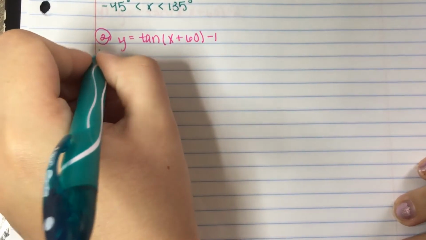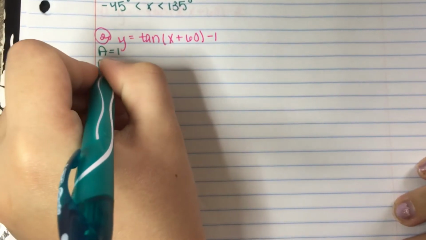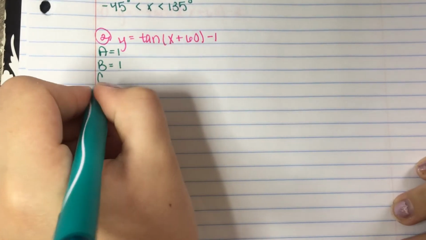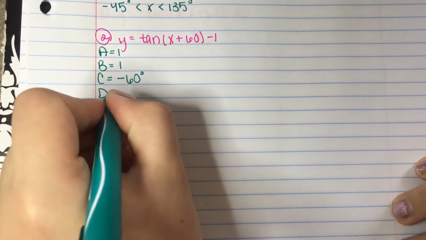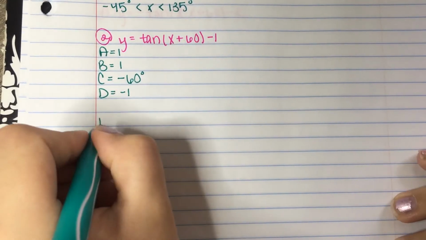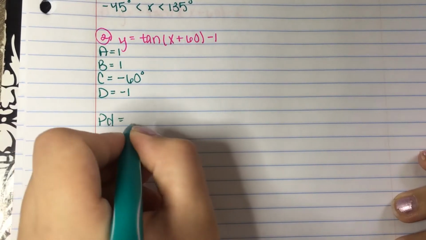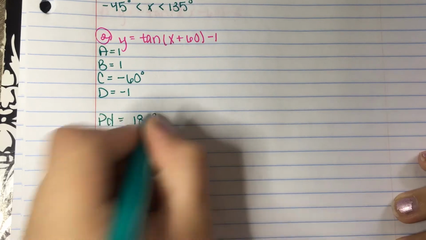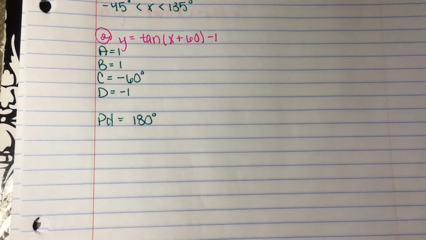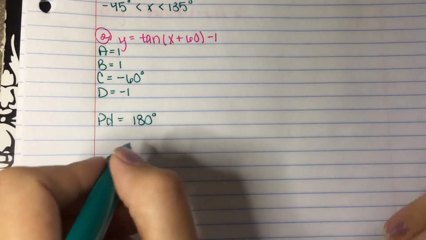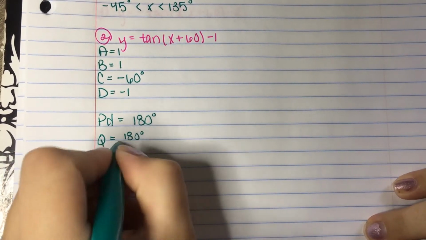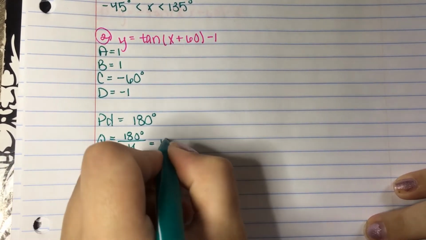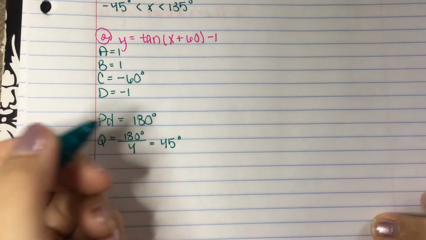Same thing here. Let's list out all those variables. A is 1, B is 1, C is opposite sign, so C is negative 60 degrees, and D is negative 1. My period is 180 divided by B, and B here is 1, so my period is just going to be 180 degrees. And then I know that my quarters is my period divided by 4, and that's going to be 45 degrees. That's my distance between each point or characteristic.